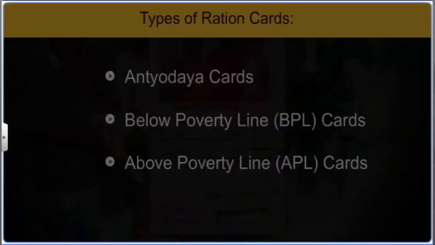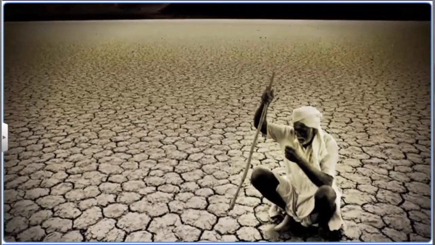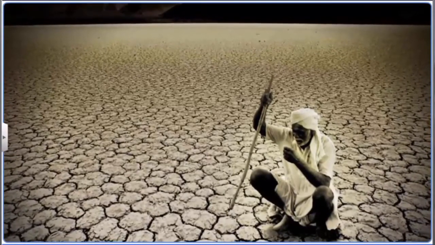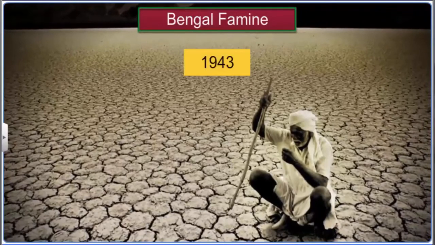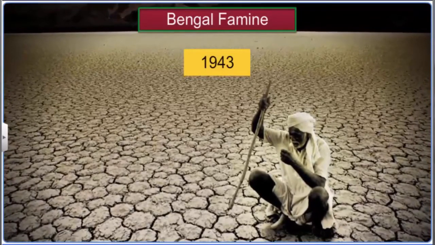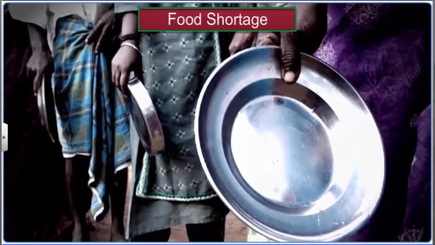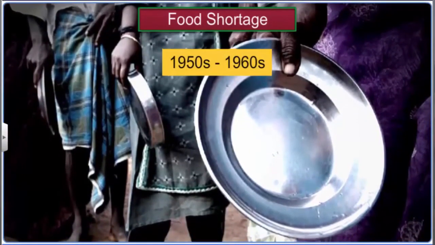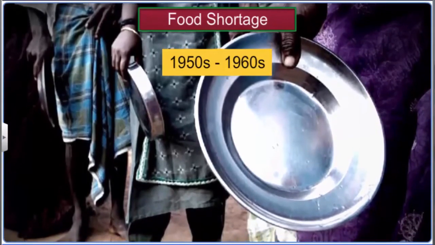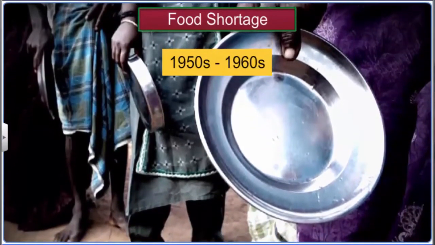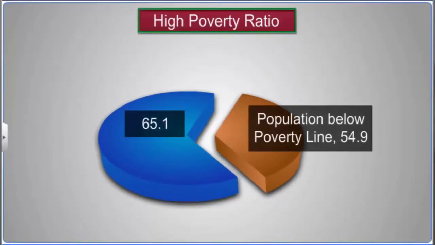Looking back in history, the rationing of food in India began after the Bengal famine in 1943. The need for food rationing was further underlined by the severe shortage of food in India in the 1950s and the 1960s before the Green Revolution. The high poverty ratio reported by the National Sample Survey Organization in 1970 prompted the government to launch 3 important programs related to food security.